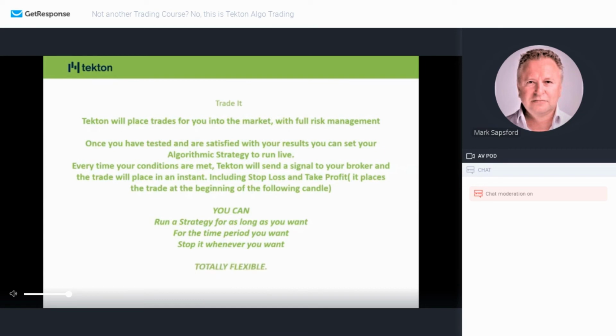It is totally flexible. And that really, guys, is how to think about a strategy, create a blueprint, build it, test it, edit it wherever necessary, and trade it live. Let me now show you how to start trading using Tekton.